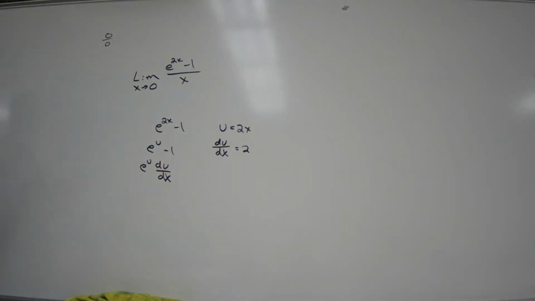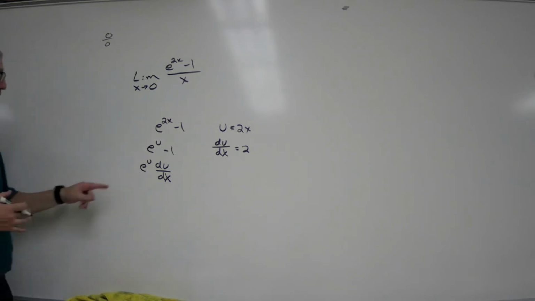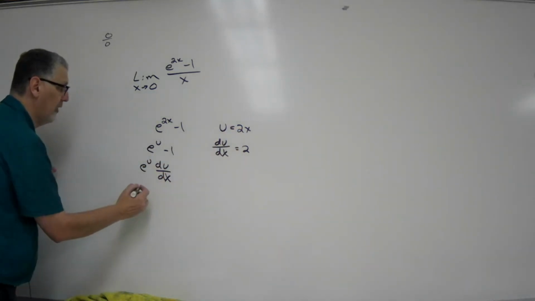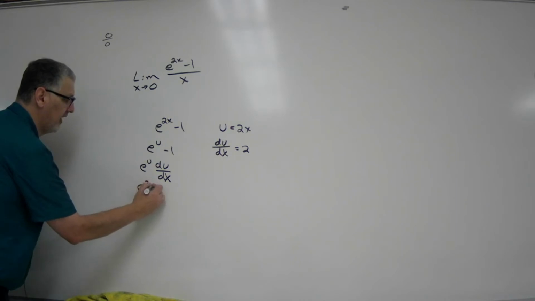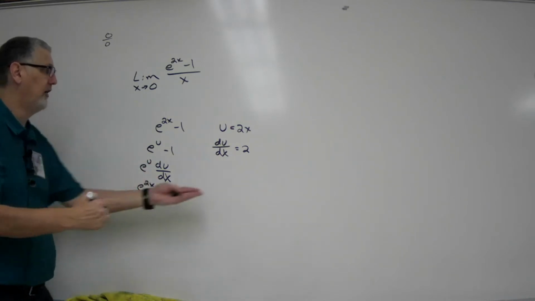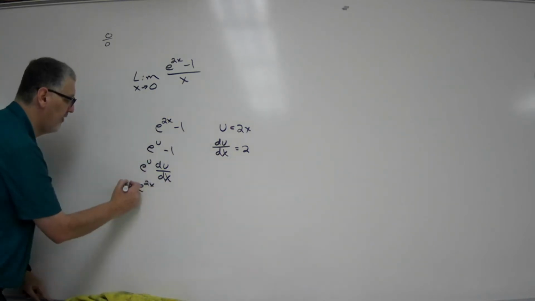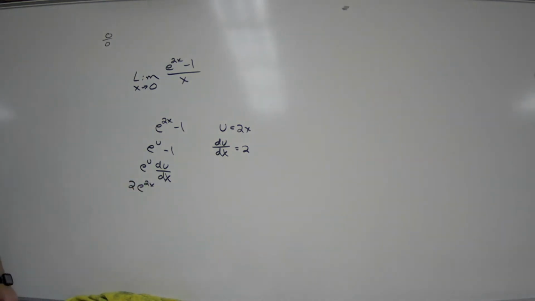So that's what I'm going to do: take the derivative of u with respect to x. The derivative of e to the u is going to be e to the u times the derivative of u with respect to x. And the derivative of the constant goes away. So now all I'm going to do is just back substitute. I've got e to the u, and u is 2x, so e to the 2x. And du/dx is what? 2. So we have 2e to the power of 2x. So that's that first derivative, the almighty first derivative.